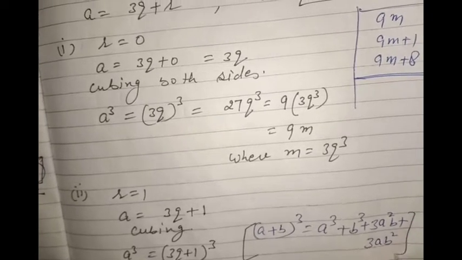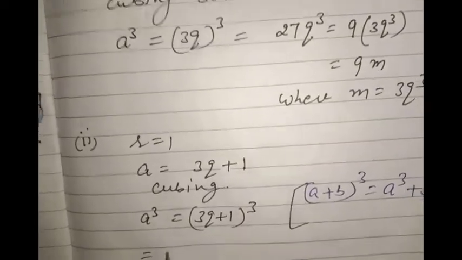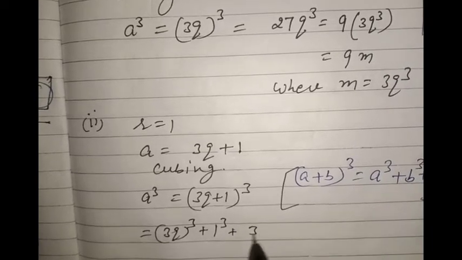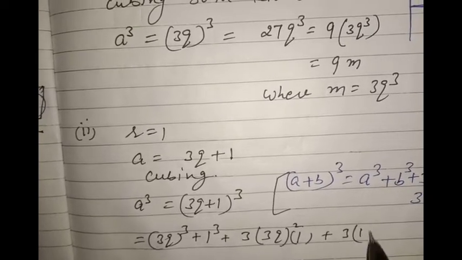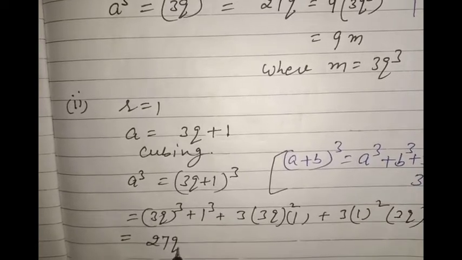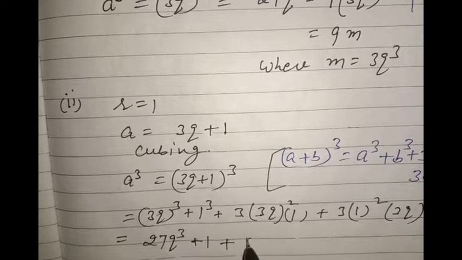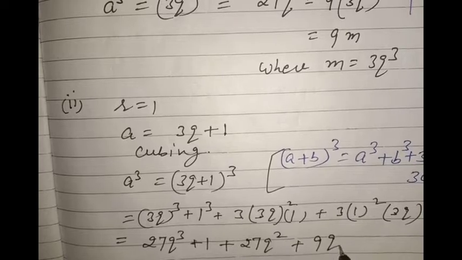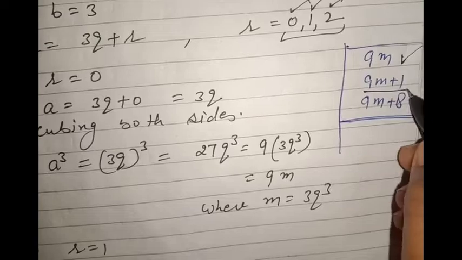You have done this identity in your 9th class. If you forgot, then learn it and apply it here. And this is a cube plus b cube plus 3a square b plus 3b square a. So here you will get 27q cube plus 1 plus 27q square plus 9q. And we have proved this, we need to prove 9m plus 1.